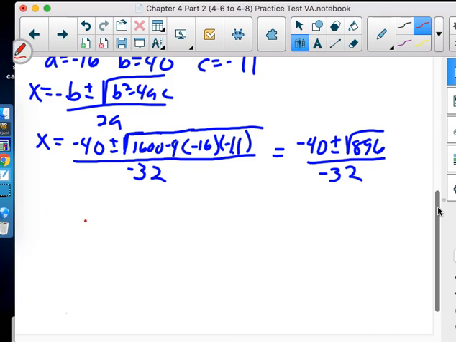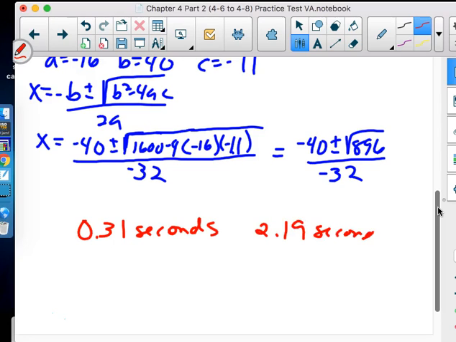So at 0.31 seconds with rounding. Let's just go there. But there might be another answer there too. Negative 40 minus second square root of 896, parentheses, enter, divided by negative 32. There is another answer.